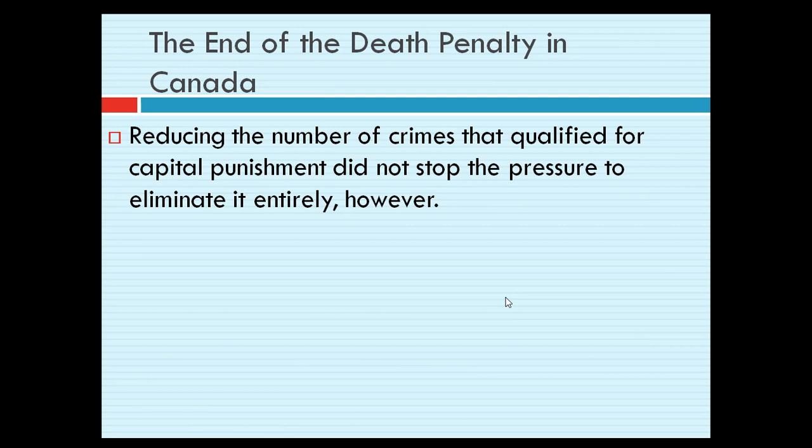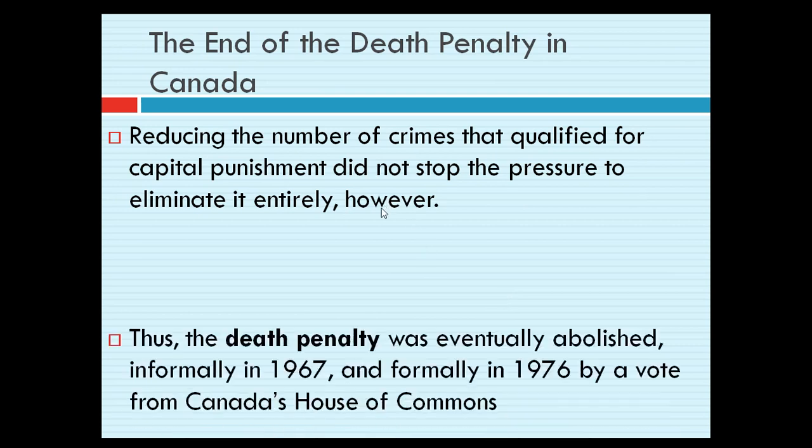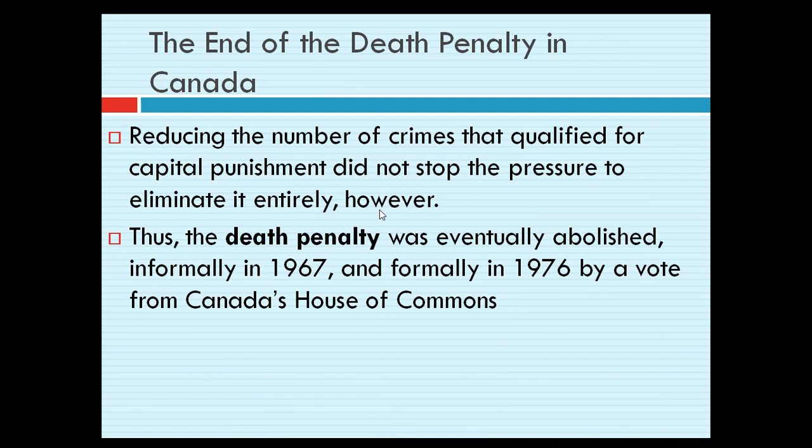Reducing the number of crimes that qualified was one step, but it didn't really satisfy everybody. In fact, by 1967, it became very certain that no court was ever going to apply that penalty. They more or less had an informal agreement from 67 onwards, according to the government of the day, which was still Lester Pearson, that it wouldn't get used.